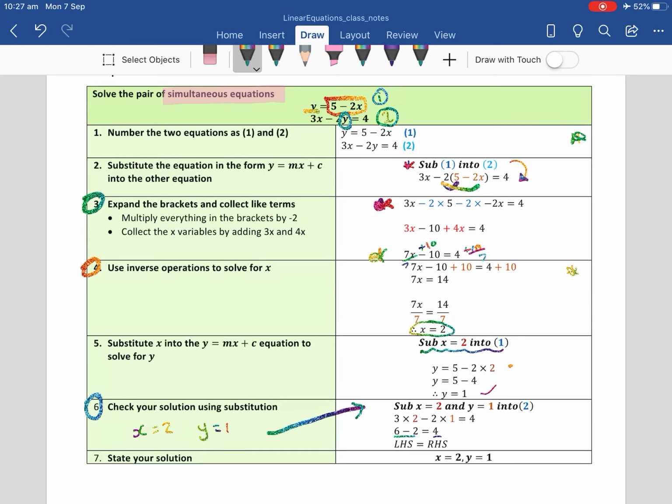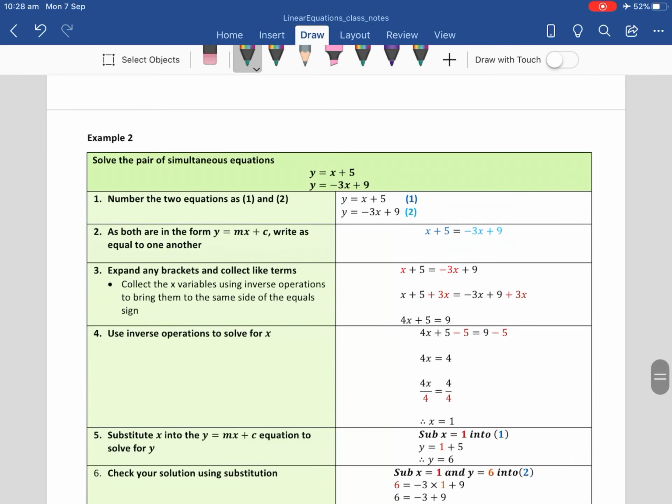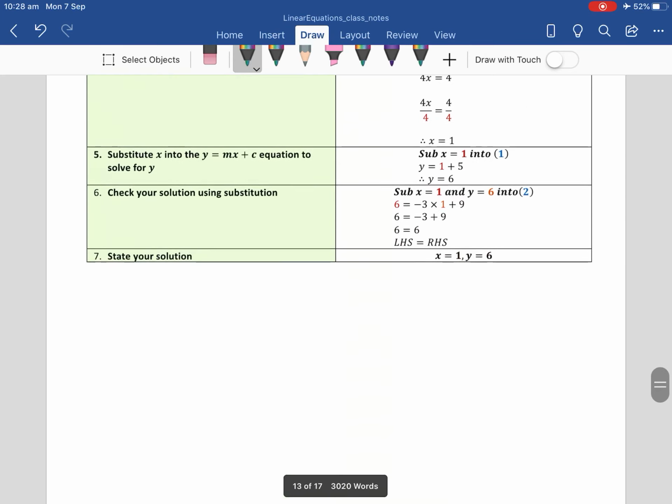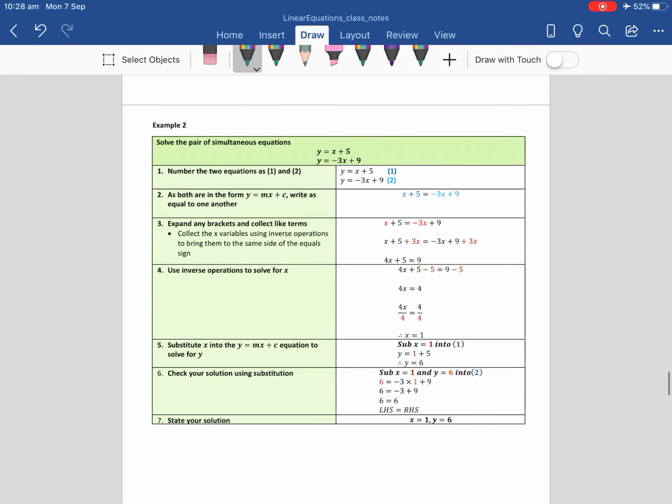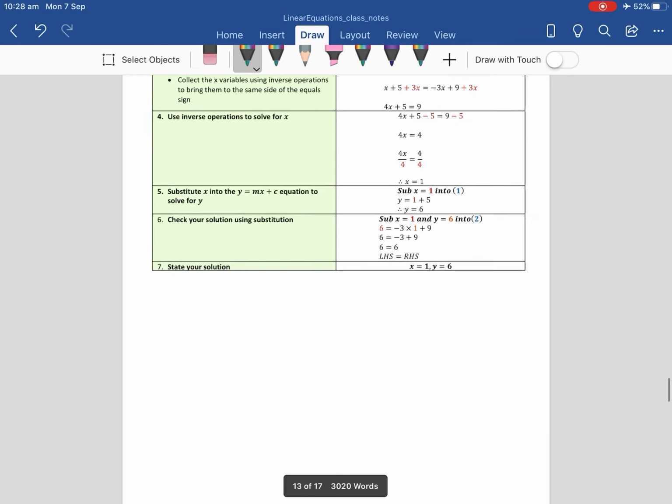So that means the solution to these two equations, when they both equal one another, is x equals 2 and y equals 1. It's kind of like if you were to graph both of these lines, they would intersect or cross over at 2, 1. So we've just done it algebraically by using the substitution method. This is just another example of using the substitution method, so I'll let you have a look through that.